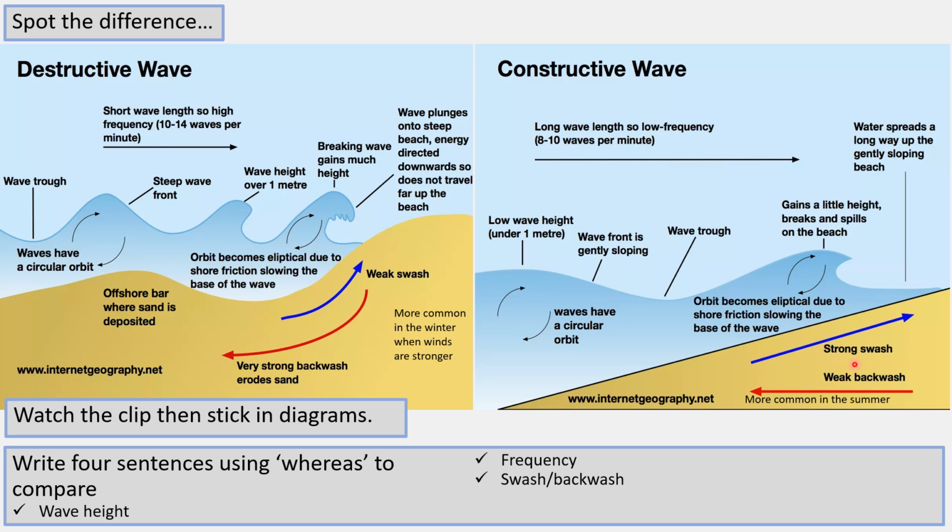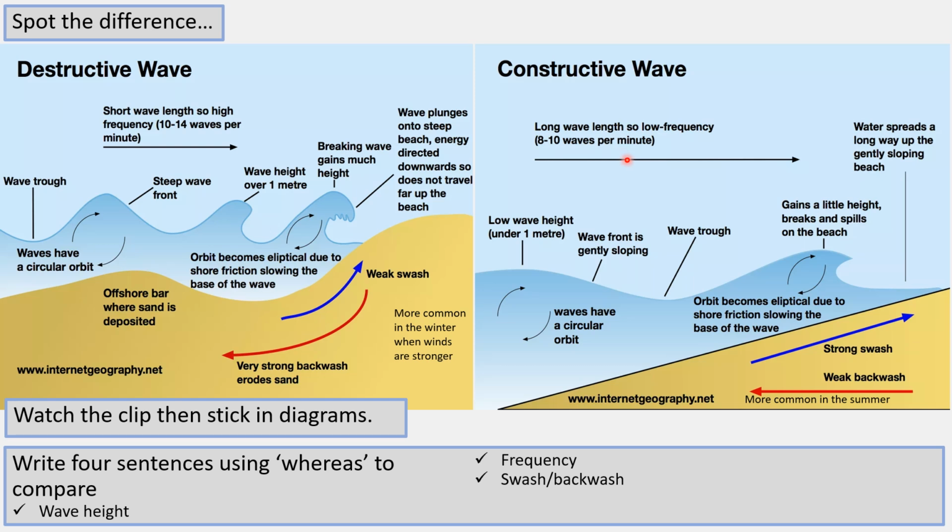A constructive wave has a strong swash, so when the crest falls down, it goes a long way up the beach. It's got a weak backwash, so it doesn't take a lot of sediment away. So constructive waves have a strong swash and a weak backwash. If we look, the waves are lower, so they're smaller than destructive waves, they're under a meter in height, and also they are less frequent, so you get around 8 to 10 waves per minute.